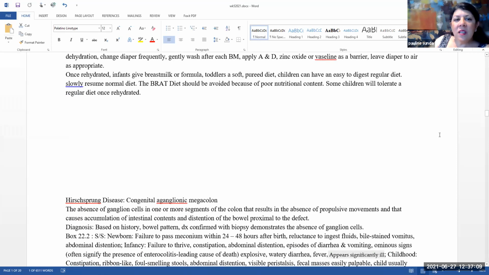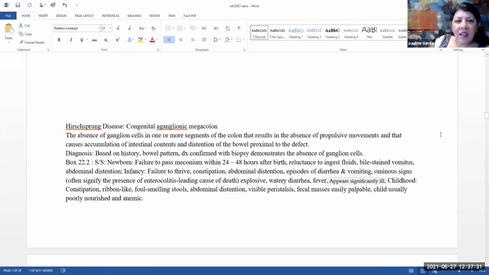Once they are rehydrated, infants may be given breast milk or formula. Toddlers a soft puree diet. Children can have an easy to digest regular diet. You want to slowly resume their normal diet. The BRAT diet should be avoided because of poor nutritional content. Some children will actually tolerate a regular diet once they are rehydrated.